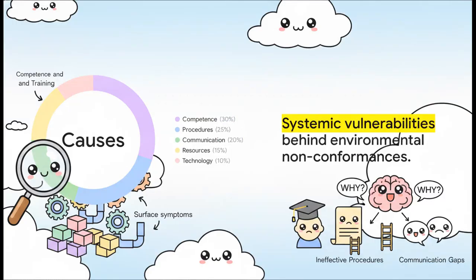Now, what's really interesting about this slide is the breakdown of common root causes. Notice how operator error isn't really the focus? That's because root cause analysis has to dig beneath those surface symptoms to find the systemic vulnerabilities. Are we seeing deviations because of a 30% gap in competence and training? Is 25% due to ineffective procedures that are literally impossible for the workers to follow? Are communication gaps causing 20% of the issues? You have to ask why multiple times until you hit those foundational organizational weaknesses.